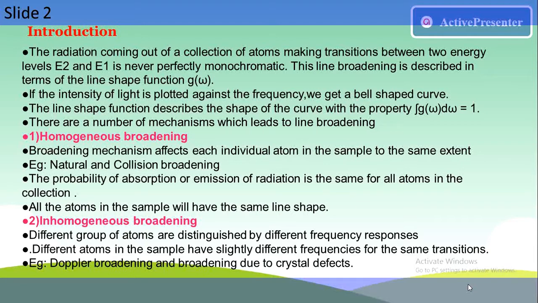Second is inhomogeneous broadening. In the case of inhomogeneous broadening, different groups of atoms are distinguished by different frequency responses. That is, different atoms in the sample have slightly different frequencies for the same transitions. Doppler broadening and broadening due to crystal defects belong to this category.